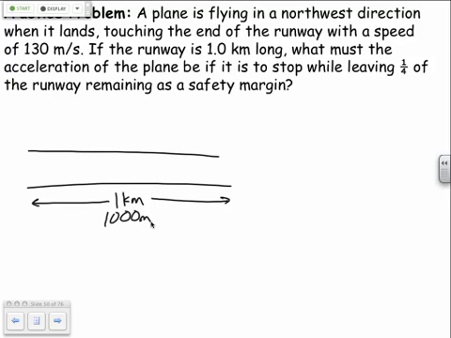The other thing is we're going to stop with 1/4 of the runway left. So how much margin do we have to stop the plane? What's the distance that we're going to stop the plane? 750 meters. So that's probably more important.